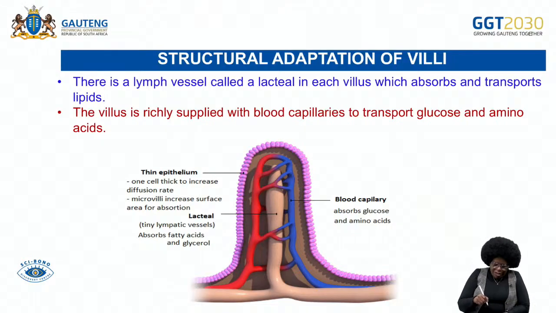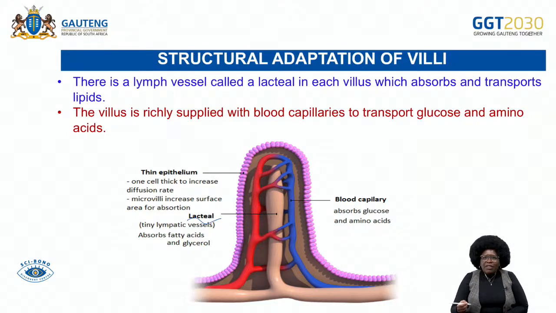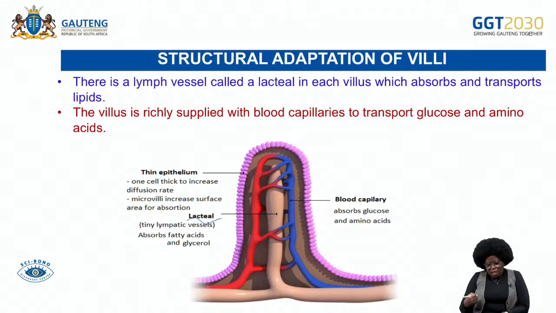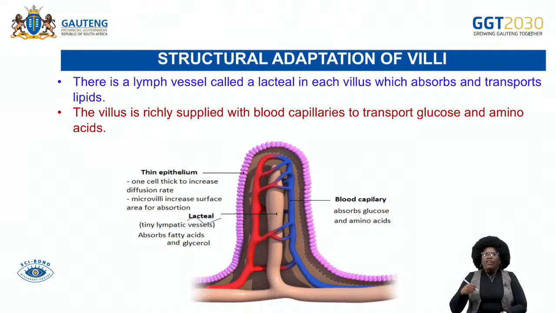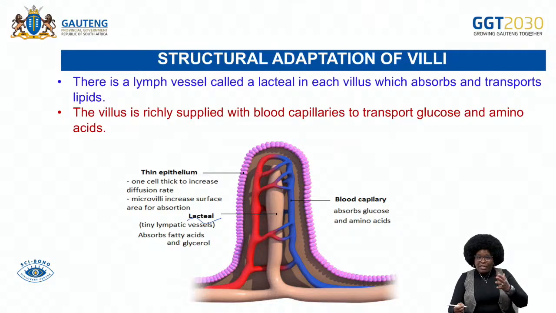There is a lymph vessel that we spoke about. So we have got a lymph vessel. I've mentioned the lymph vessel here, which is called the lacteal. You see, yes, the lacteal. These are tiny lymphatic vessels. So they are like capillaries. They are very small, right? And they absorb fatty acids and glycerol. Fatty acids are the product of what? Of a fat molecule after it's completely digested.